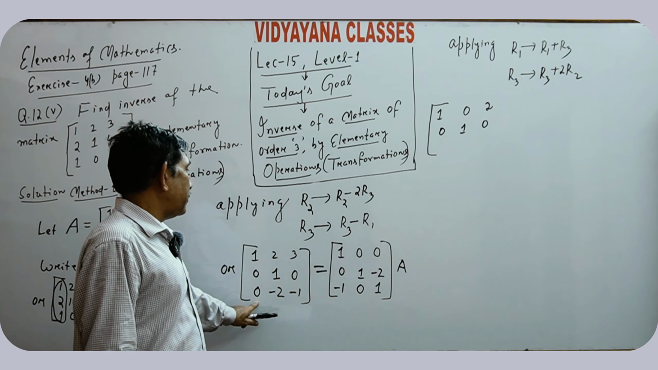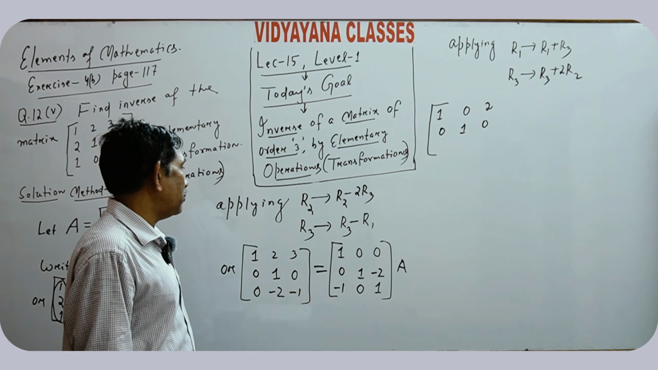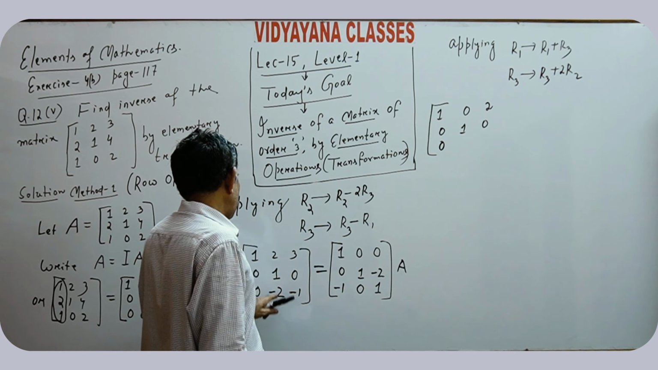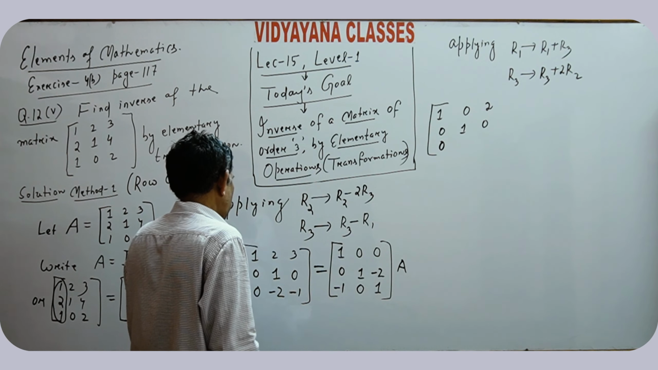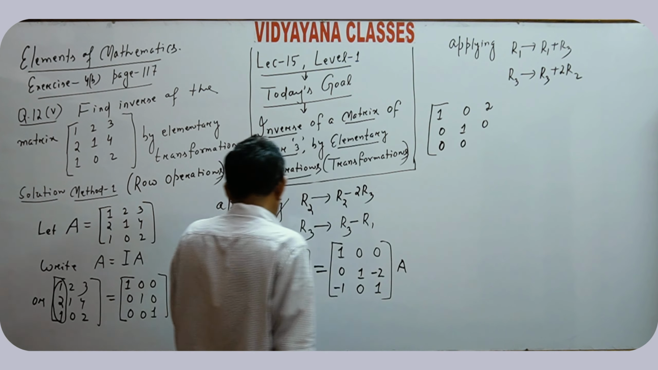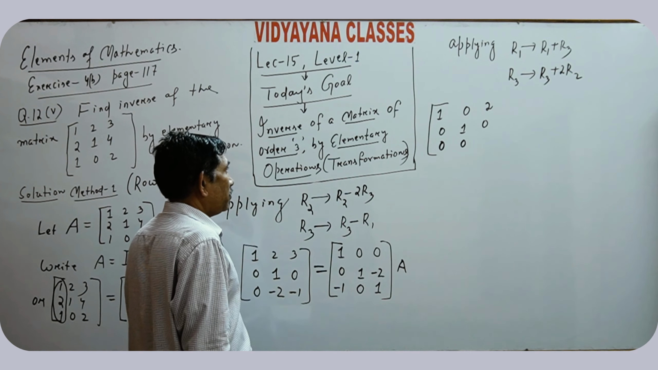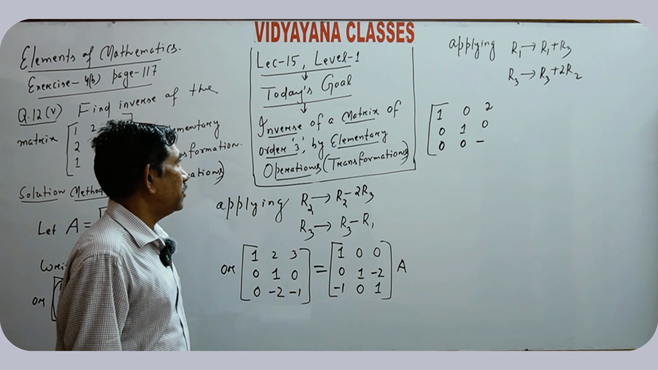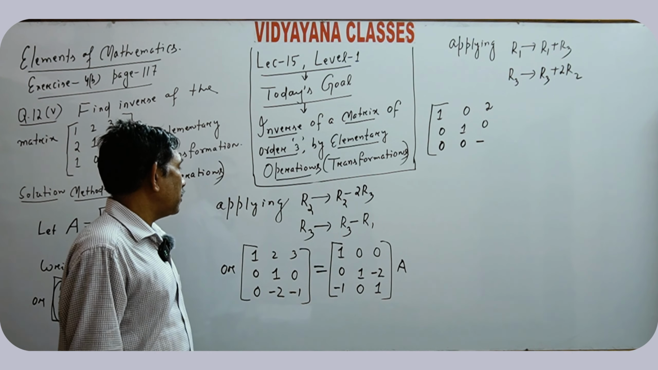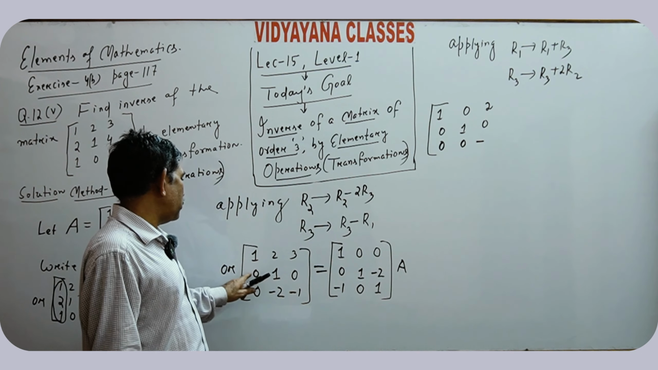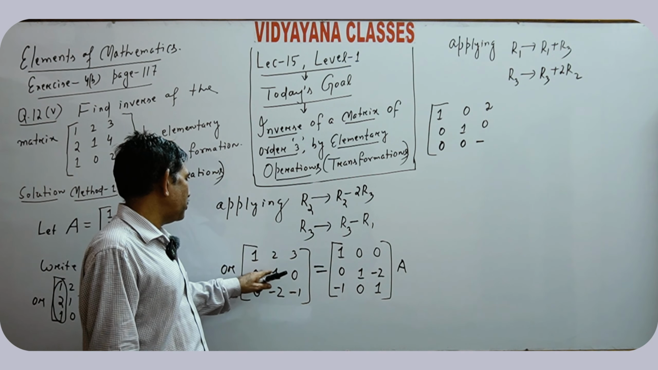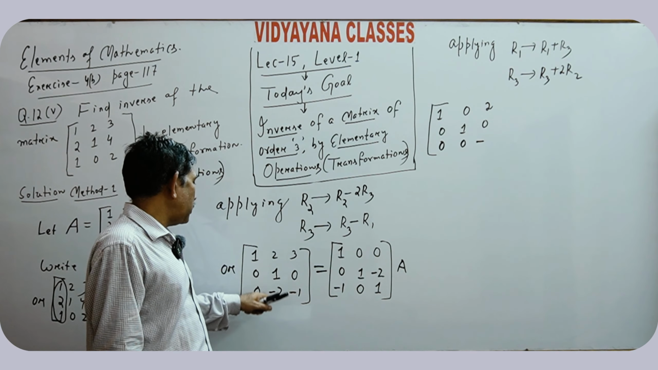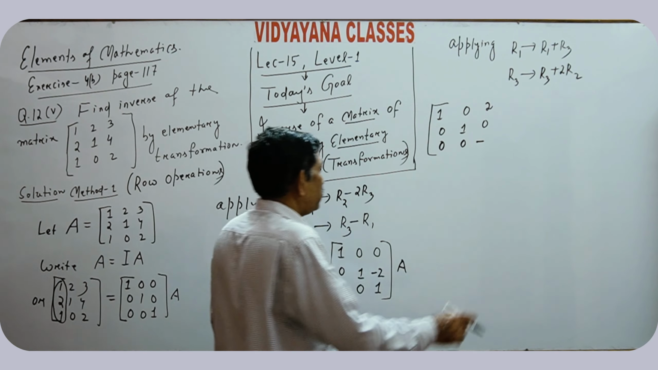Row 3 is replaced by row 3 plus 2 times row 2. 0 plus 2 times 0, that is equal to 0. Minus 2 plus 2 times 1, that is equal to 0. 0 plus 2 times minus 1, that is minus 2. Row 3: 0 plus 2 times 0, that is 0, minus 2 plus 2 times 1, that is 0, minus 1 plus 2 times 0, that is equal to minus 1.